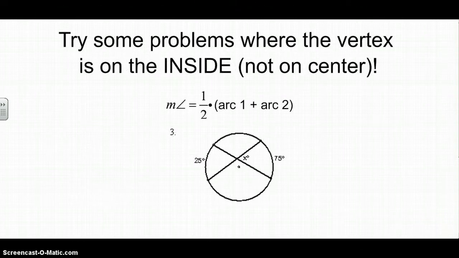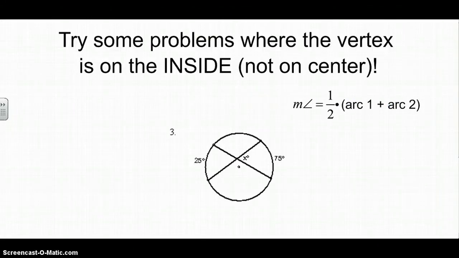Now we're going to try some problems where the vertex is on the inside, not on the center. And problem number 3 is a problem of that type. So you'll notice I'm going to use the formula, the measure of the angle is equal to half the sum of the arcs. So let's move this over so I can use it a little bit better. And I'm just going to substitute in. Notice that the arcs I'm talking about are the ones opposite this angle right there. I have the 75 degree arc and the 25 degree arc.